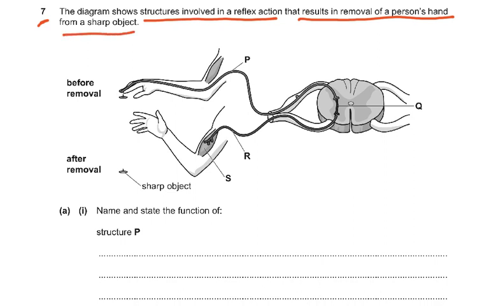Question 7. The diagram shows structures involved in reflex action that results in removal of a person's hand from a sharp object. Before removal, after removal. Now you can see here we're seeing the spinal cord, we're seeing the receptor here. So this is the sensory neuron which is going here, and then to synapses with the relay, and then the motor neuron goes to the muscle. M motor, M muscle, and there's a sharp object.